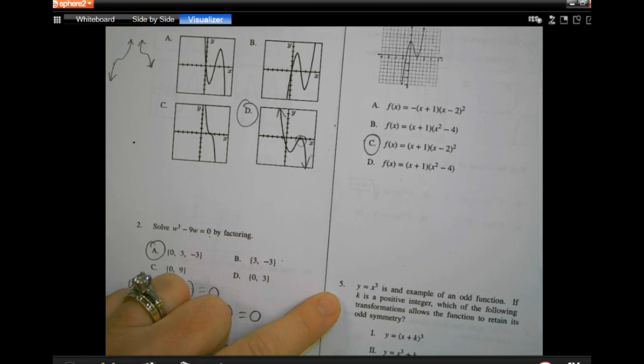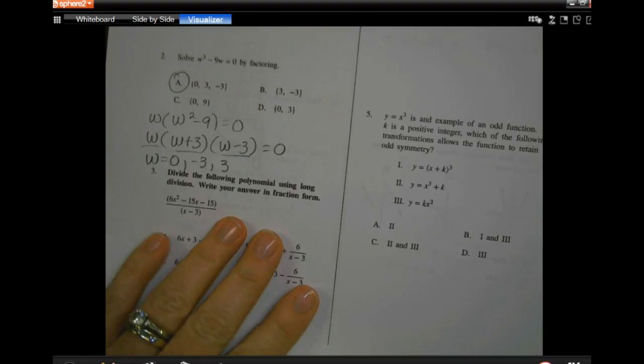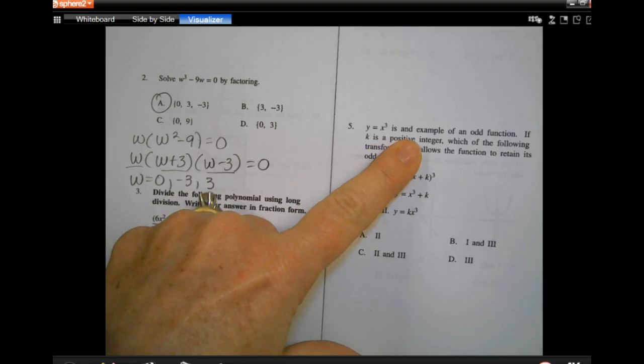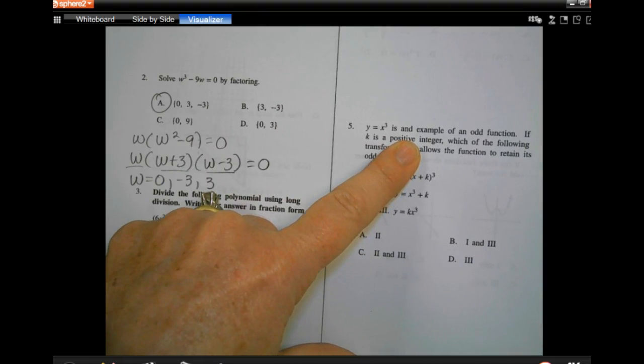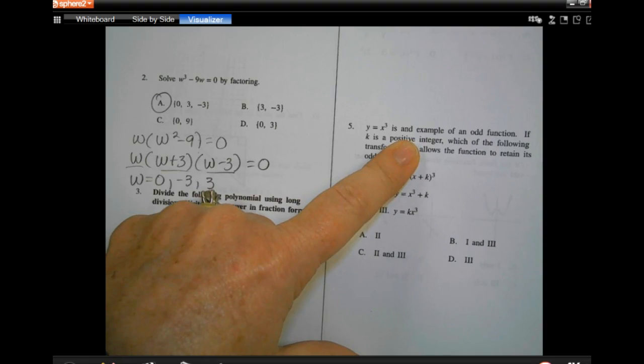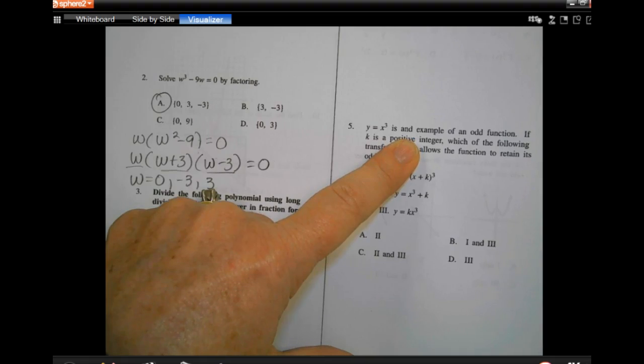Okay, number 5 is an example of a problem that probably you would miss if we didn't go over it, but it's an example where it's easy. So first of all, x to the third is an example of an odd function. So I want you to think about the graph y equals x to the third. What point does it go through? It goes through 0, 0, correct? That's the only point that it goes through.